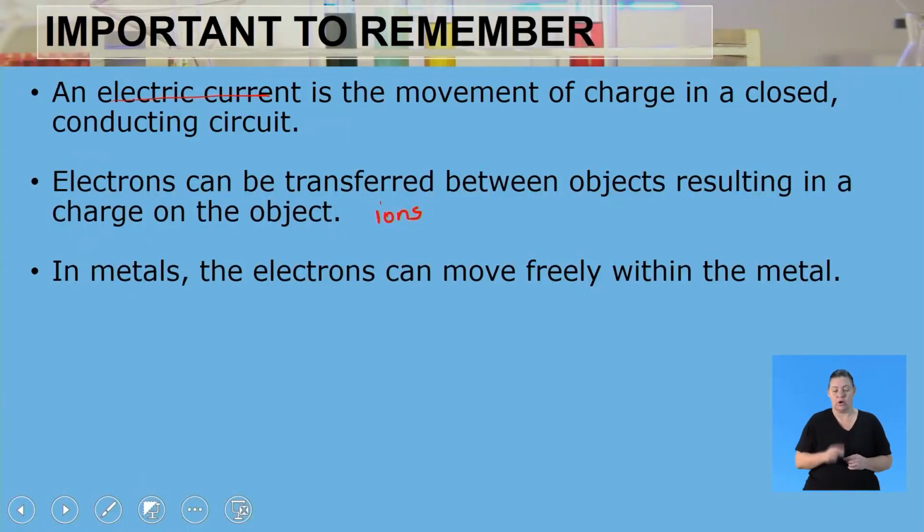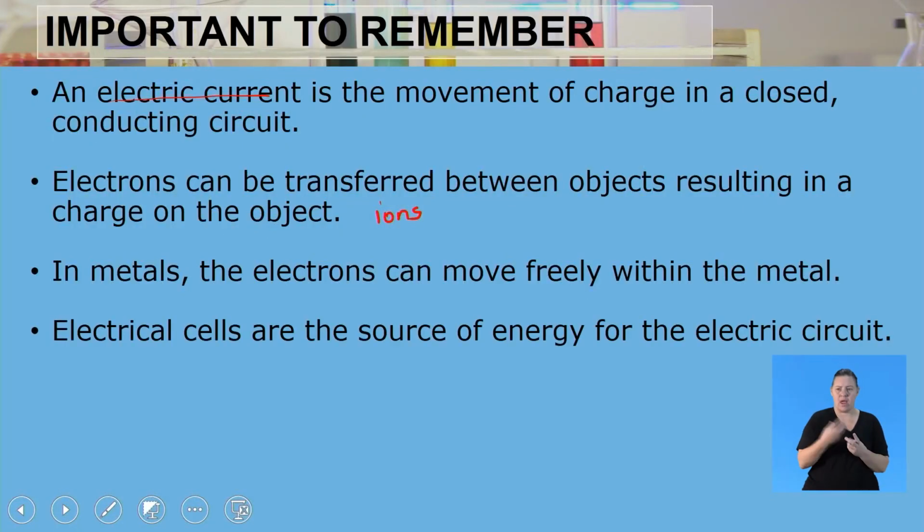Now, in metals, the electrons can freely move within the metal. So in metals, the electrons, they move freely within the metal up until you supply energy into that metal, then those electrons will start moving in a certain direction from one point to the other point.